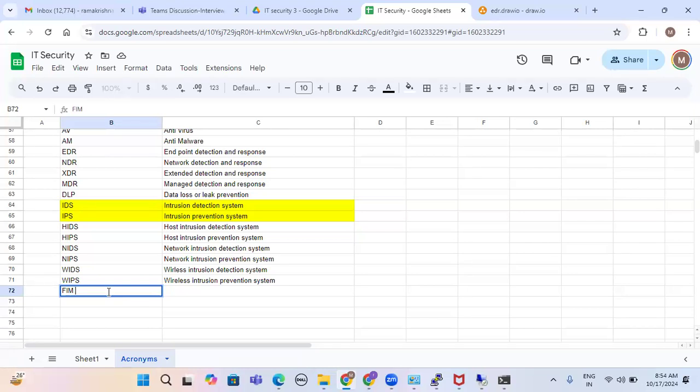So now, if you want to monitor that, we have to implement a couple of solutions. That is called file integrity monitoring, along with EDR and antivirus. So the full form is file integrity monitoring.